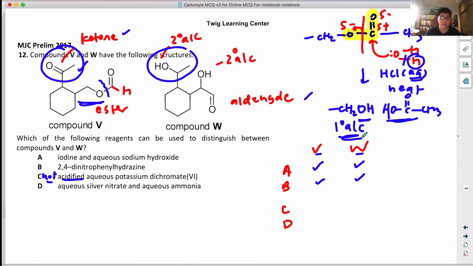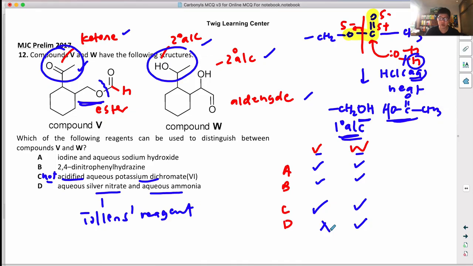This primary alcohol can be oxidized by potassium dichromate, which means the orange will turn green. So there will be a positive reaction here. And for W, both are secondary alcohols, which means both can also be oxidized by potassium dichromate, and the dichromate will change from orange to green. So this should be correct. For the last one, they put silver nitrate and aqueous ammonia, which is actually Tollens reagent. Tollens reagent is only positive for aldehyde. So this is positive and negative for this. So the answer has to be D. It's a bit tricky, question 12.